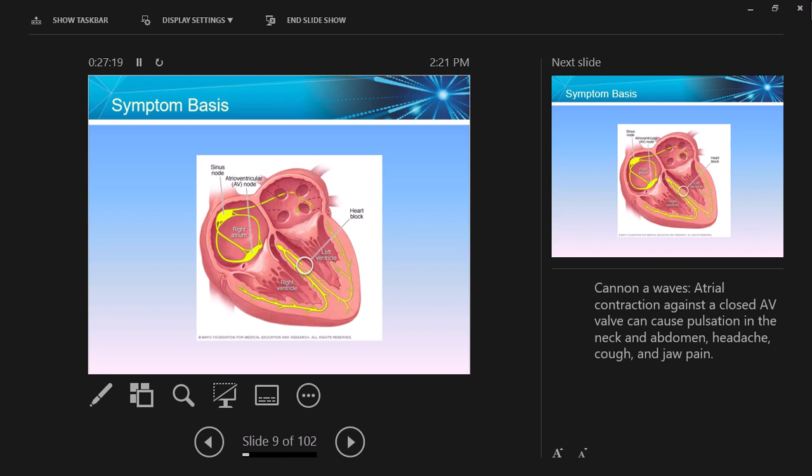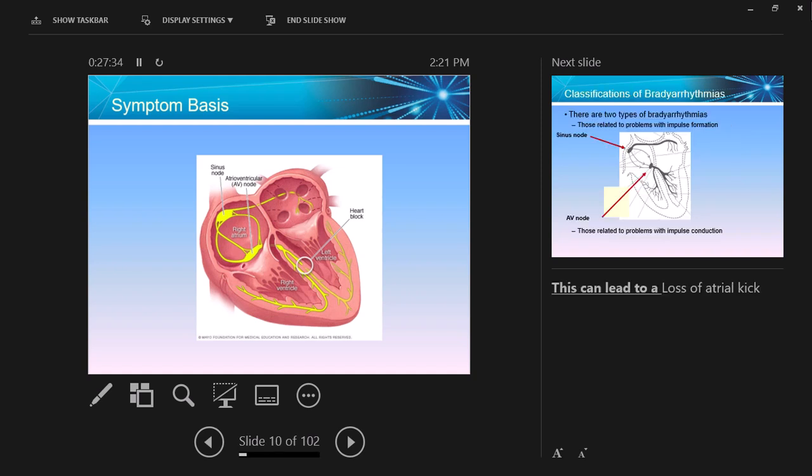Now, you don't have to worry about it causing damage to your heart, all right? So it's not going to be that bad. But the same premise exists here with a Cannon A wave, okay? Cannon A wave. I want to write that one down as well. The biggest issue that we see with a Cannon A wave would be, and when we say wave, we're actually talking about a pressure wave, not an electrical impulse that you would see on your EKG.